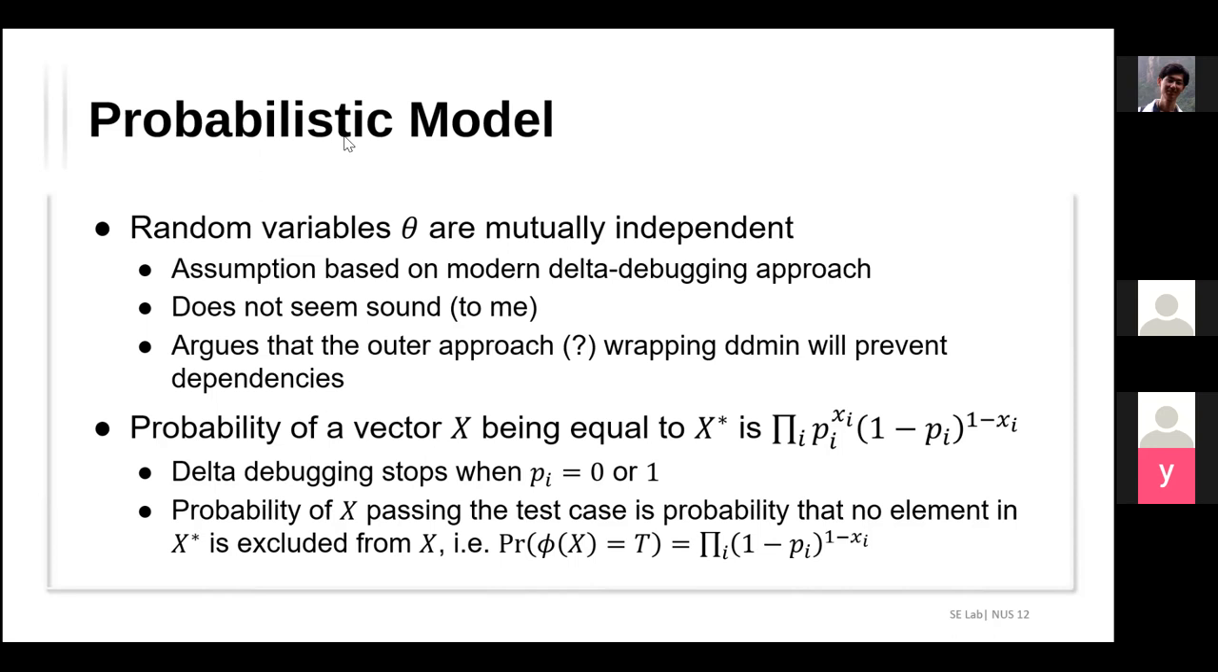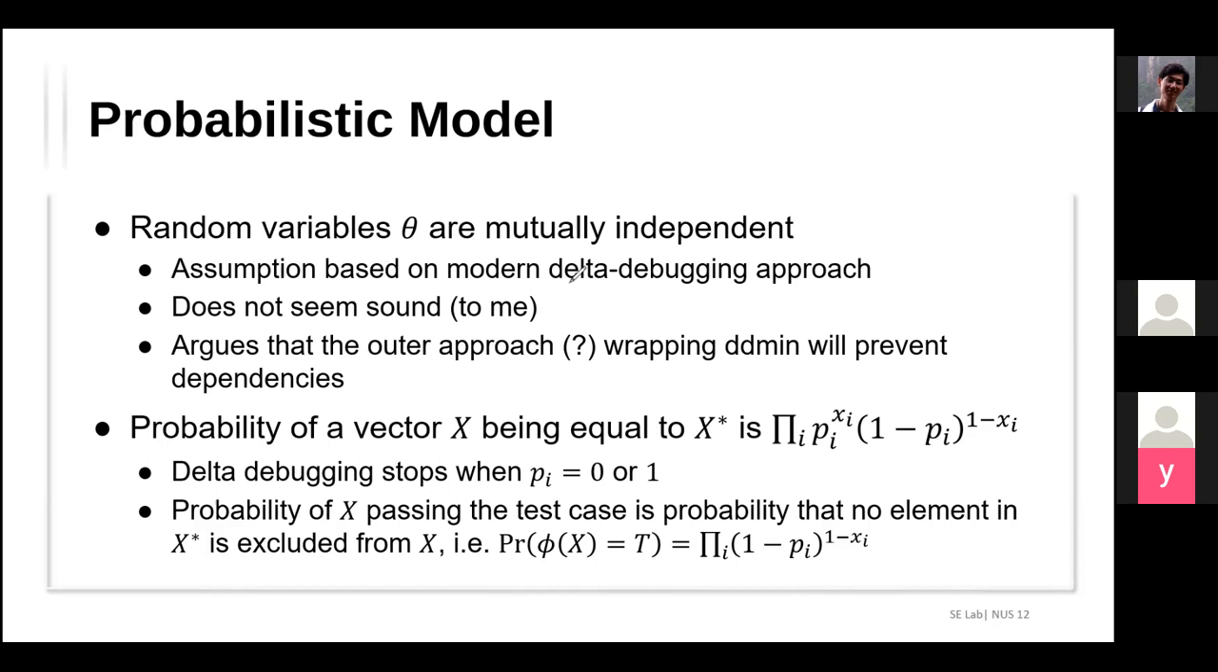Another assumption that they made is that the random variables, the theta itself, are all mutually independent. So this is an assumption. It is still a very strong assumption, right? Yes. That's why it does not seem very sound to me. But that's maybe because I do not have a good grasp of the delta debugging approach right now.